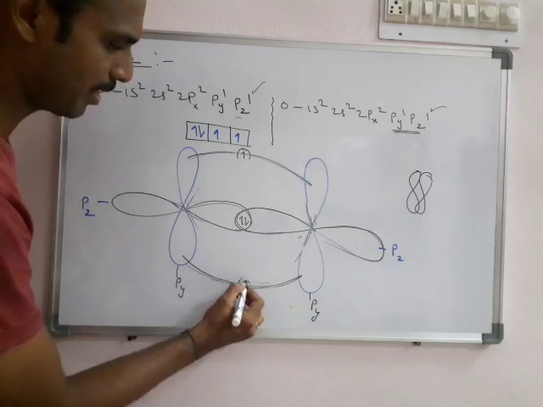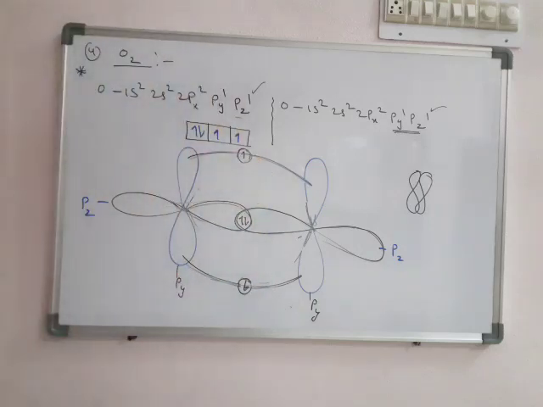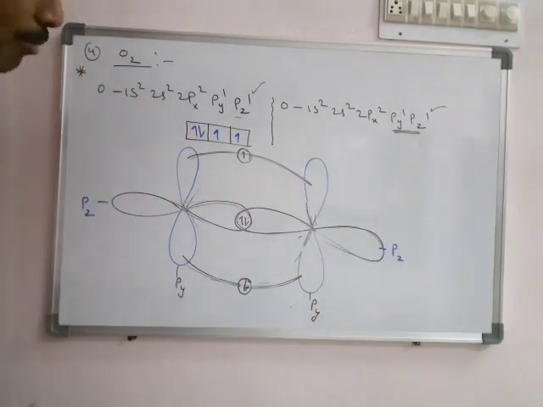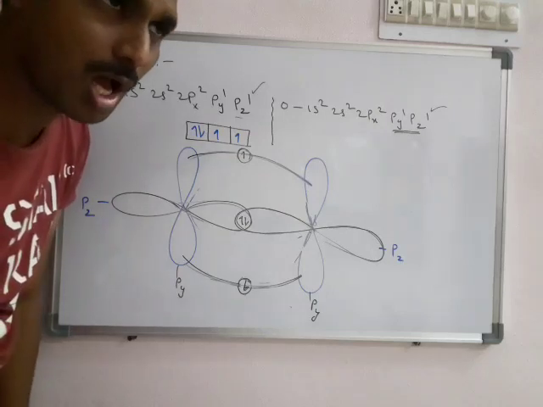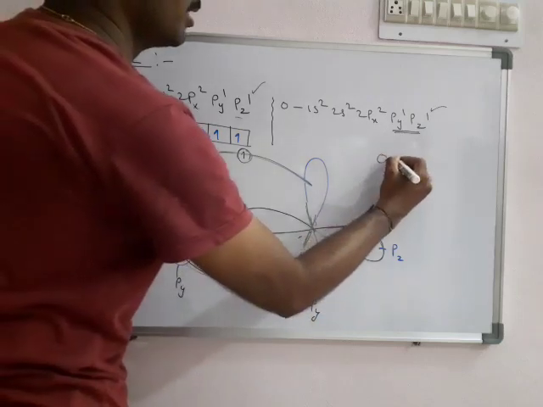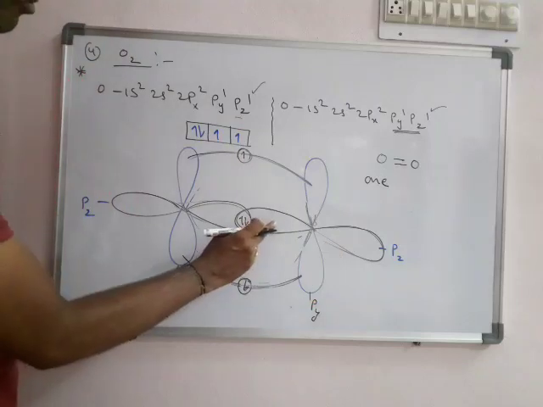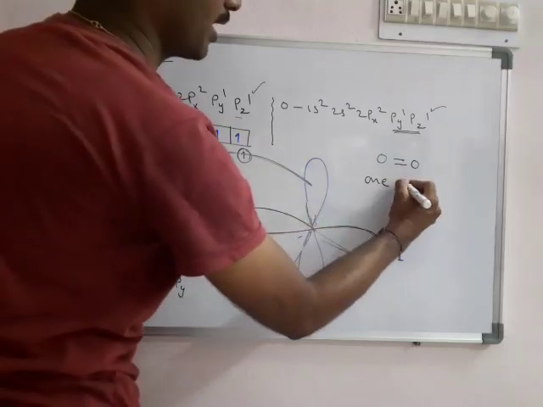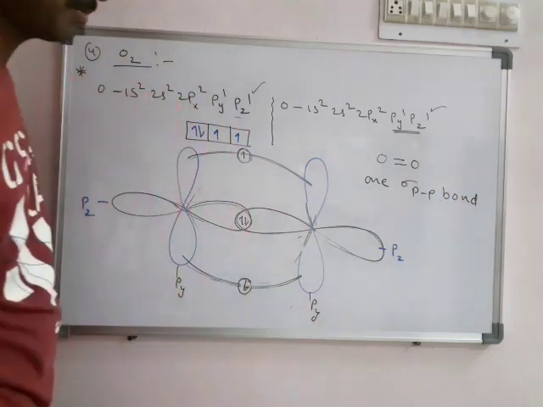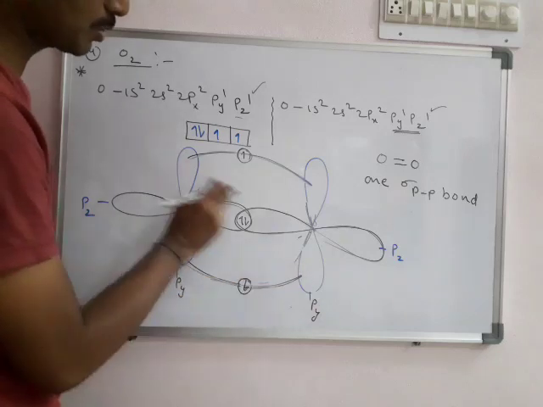Okay, this is the pi bond formation. Now how many bonds are present between the two oxygens? Two bonds are formed between the two oxygens, therefore it is O double bond O. The first bond is formed by pz-pz, that is end-on-end overlapping, which means one sigma pp bond. So what about the second bond? The second bond is formed by sidewise overlapping, which is also pp.